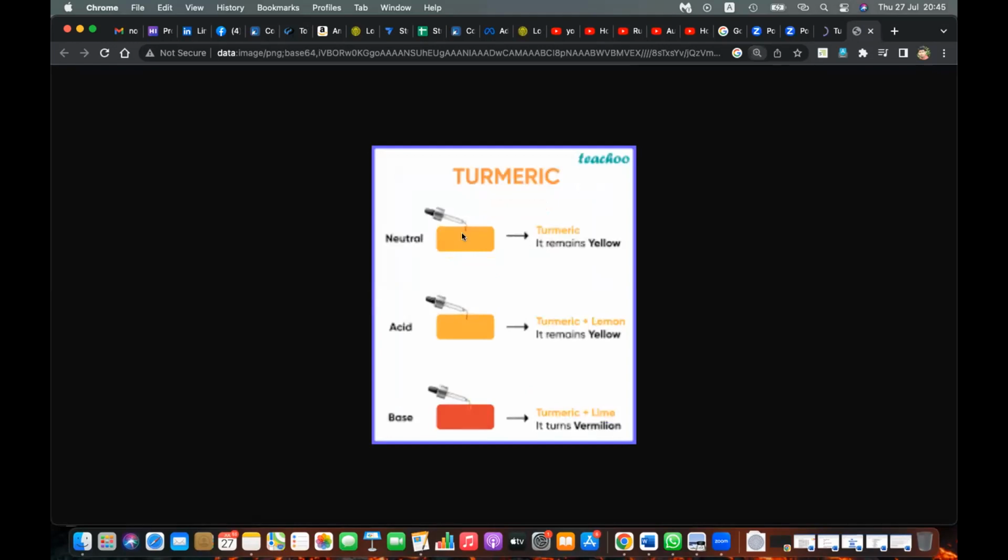Okay, here you can see when it is neutral or acid, no color change, right? It's yellow. Now the yellow color is stained on some clothes. Now you wash with soap, and soap is a base. When washing with soap, what happens? The yellow color turns into a darker color. Right? Especially turmeric with lime.